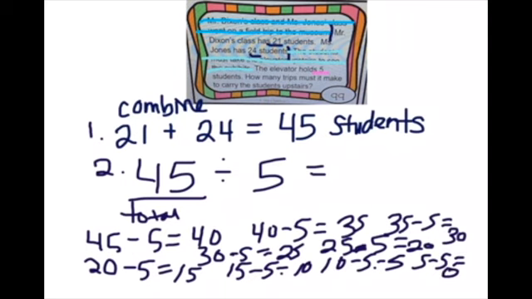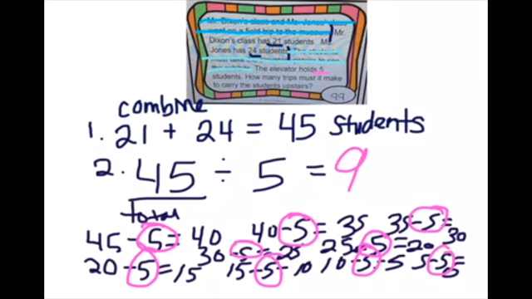Wow. Okay, how many times did we subtract? 1, 2, 3, 4, 5, 6, 7, 8, 9. And 9 is the answer. 45 divided by 5 is 9. Oh, that's right, because 9 times 5 is 45. That makes sense. That's the connection.